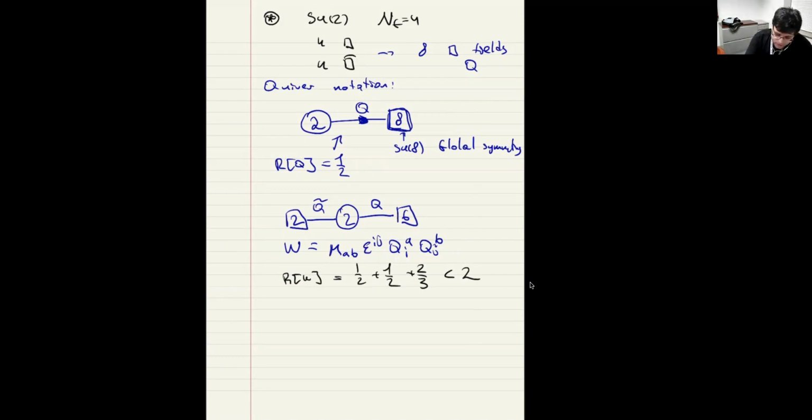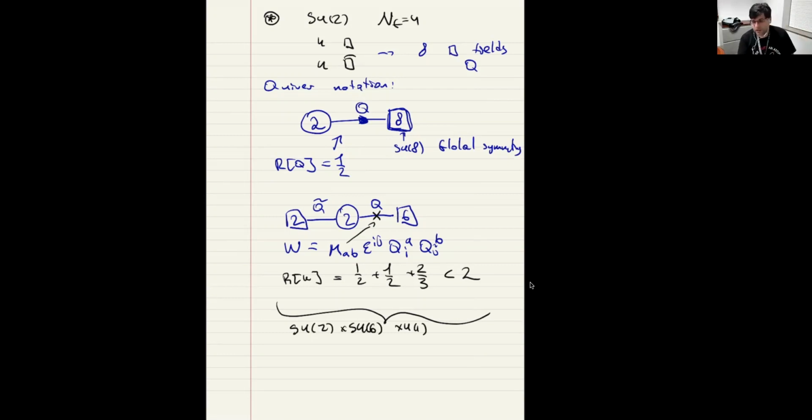Okay, so we will introduce actually another useful notation. These fields M, I will denote as this cross on the quiver. So what we will show next time is that this very, very simple theory has a very interesting property. The global symmetry that you see here in the UV is SU(2) times SU(6), that you explicitly see by splitting this 8 into 6 and the 2. And actually you have another U(1) symmetry in this splitting, which is non-anomalous and preserved by the interaction.